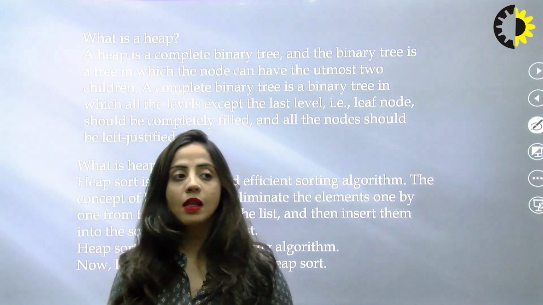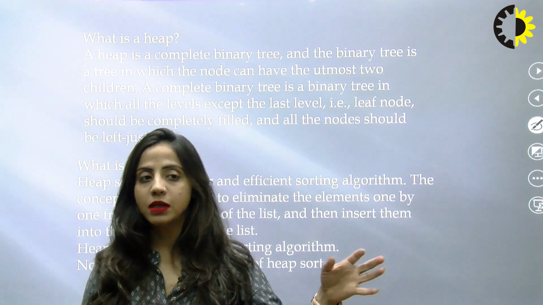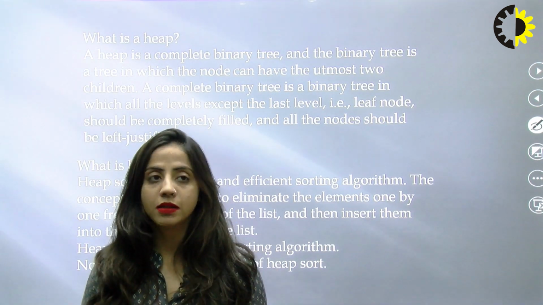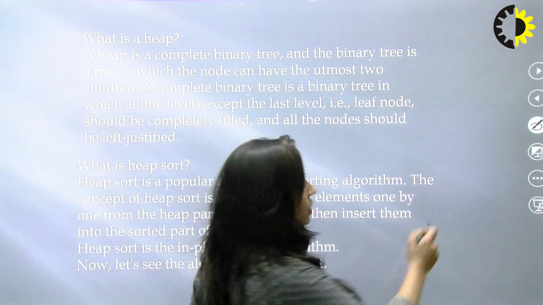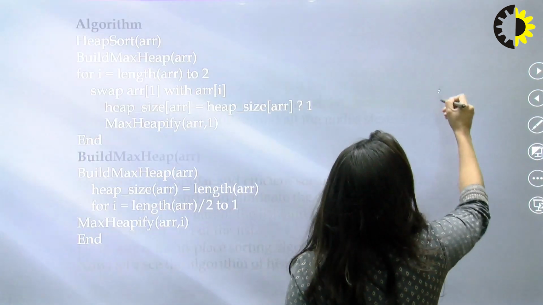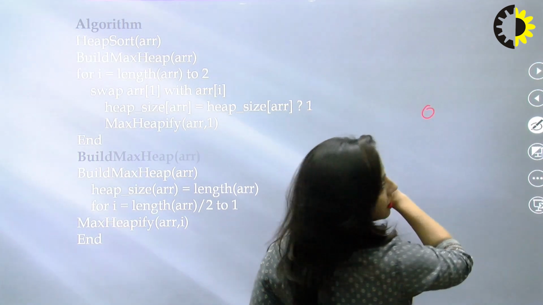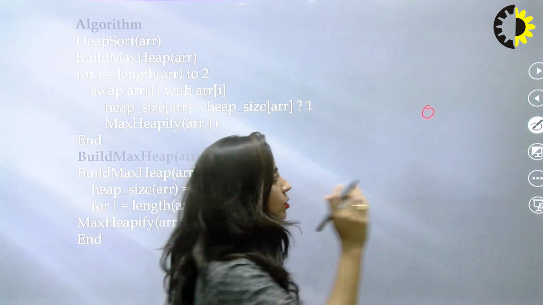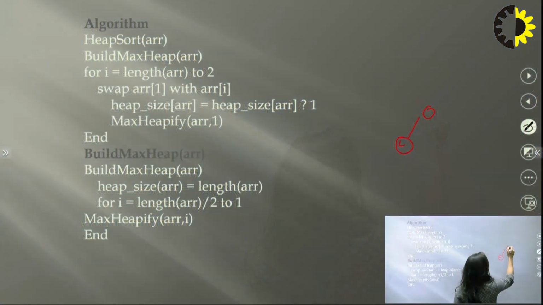Now, what is a heap? I already told you that a heap is a complete binary tree. And what is a complete binary tree? A complete binary tree is a kind of tree. See, this is my root node. This is the left child. And this is the right child.